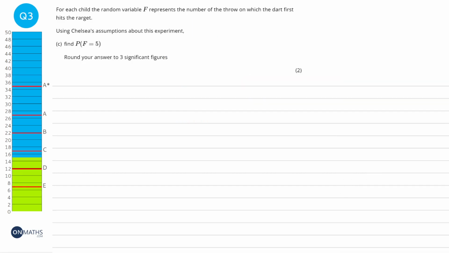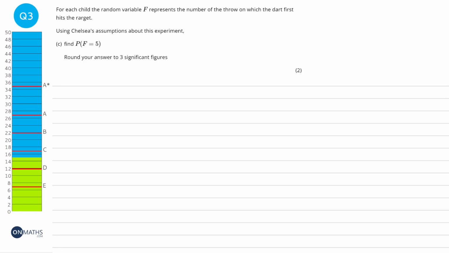This question is actually asking a very simple question, but the way it's asking it means we've got to think a little bit, because it's setting the random variable f as the number of the throw on which the dart first hits the target. And so what this is saying is that the child first hits the target on the 5th throw. And then in probability, we want to write that out in a way we can then calculate the answer.